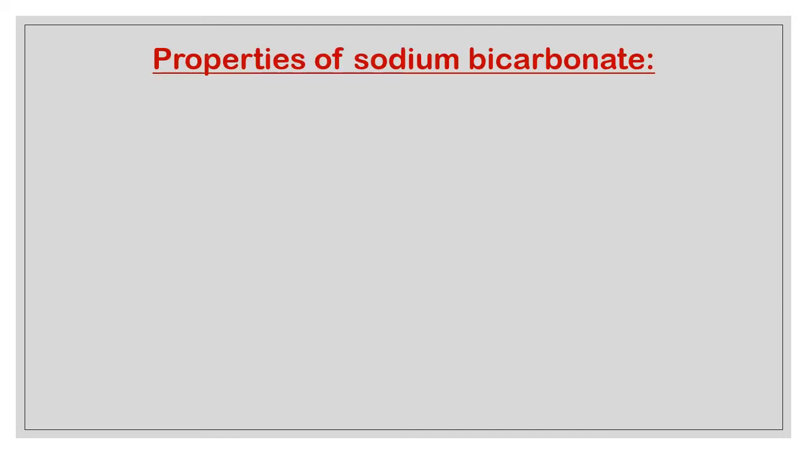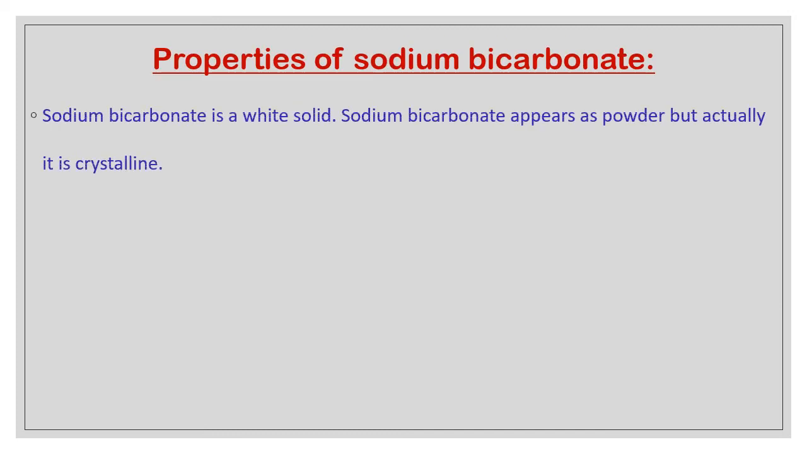Now we'll go to the properties part. Sodium bicarbonate is a white solid, already you have seen in the first slide, and sodium bicarbonate appears as powder, but actually it is crystalline. Crystalline is what? Having crystals, definite structure. For this, you can see in the kitchen, please touch maida powder and sugar powder. You will feel the difference when you touch it. Sugar is crystalline, whereas maida is amorphous.